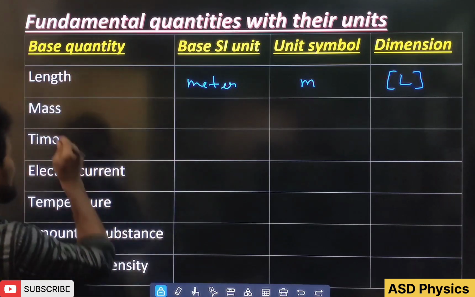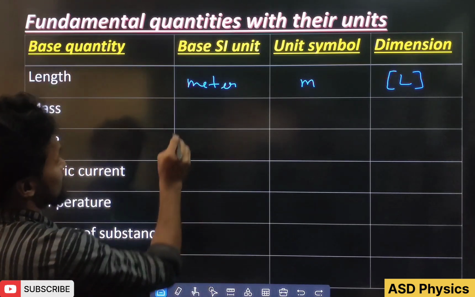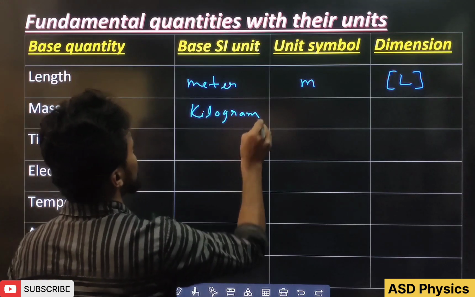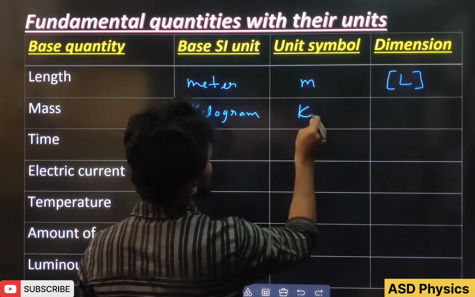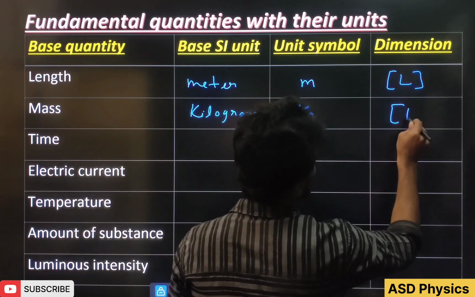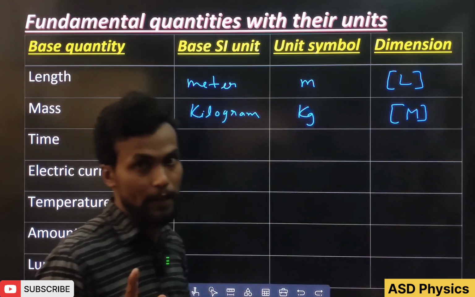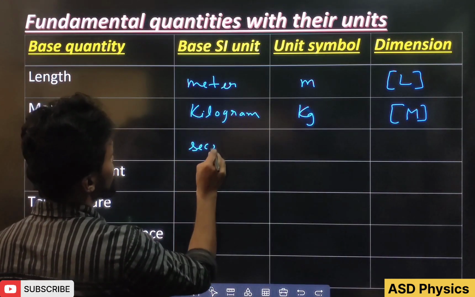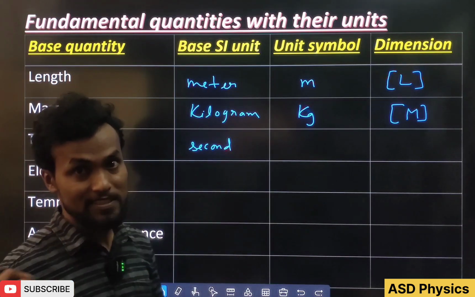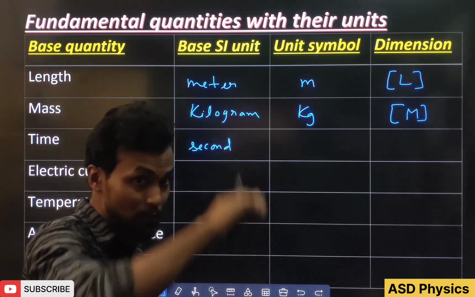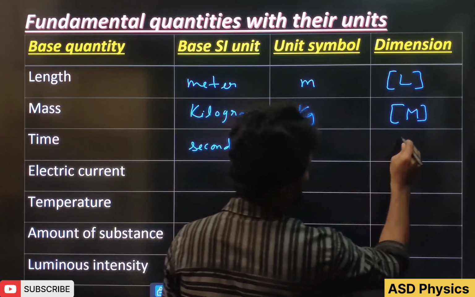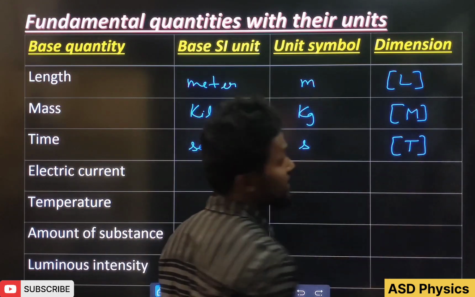Okay, remember that. Next one, the mass. Mass means kilogram here. Unit symbol kg, and for dimension we write capital M. Okay. Next one, time. Time, you know very well, will be in second. Even as I told you previously, in all the 3 systems, time or second is common. Second means only s, and dimension is given with capital T.